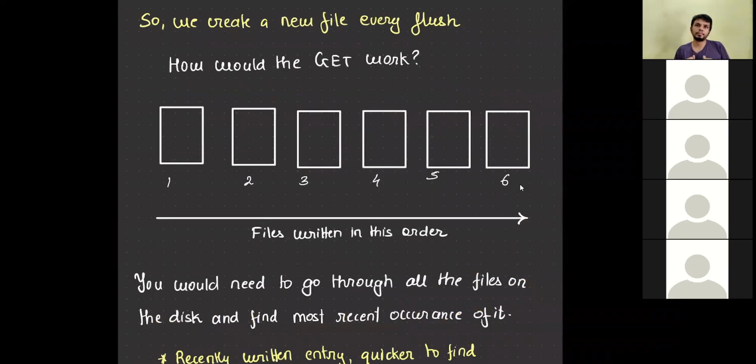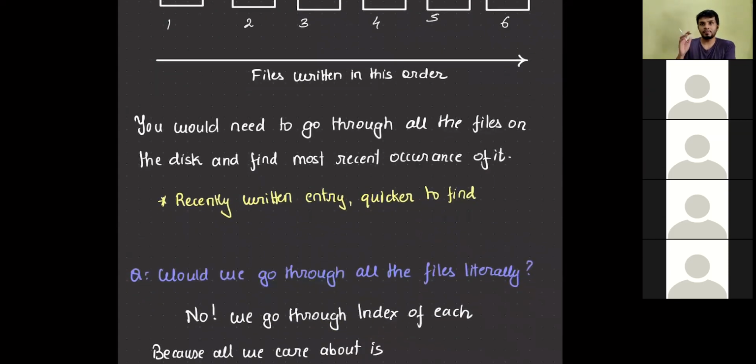So what we do is we create a new file for every flush. Let's say my time is increasing in this direction. So 1, 2, 3, 4, 5, 6. So flush 1, flush 2, flush 3, flush 4, flush 5, flush 6. Let's say I'm flushing every minute. So basically, this is the flush that has happened on the first minute, second minute, third minute, fourth minute, fifth minute, sixth minute. Flushes are happening in this way. So every time the flush happens, the in-memory data structure, the in-memory hash table, is dumped onto this file.